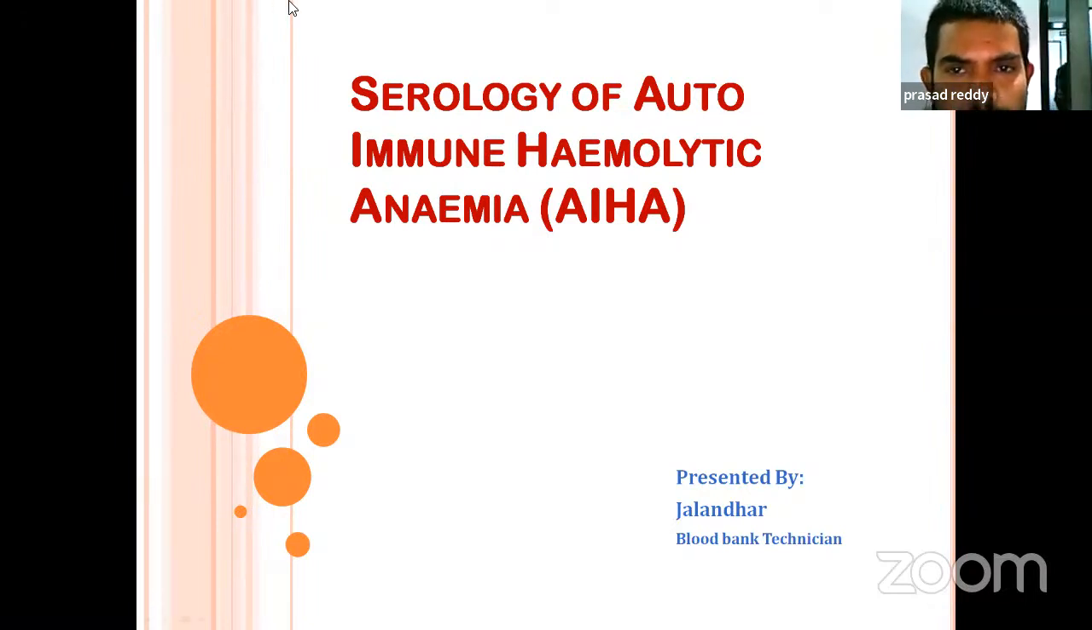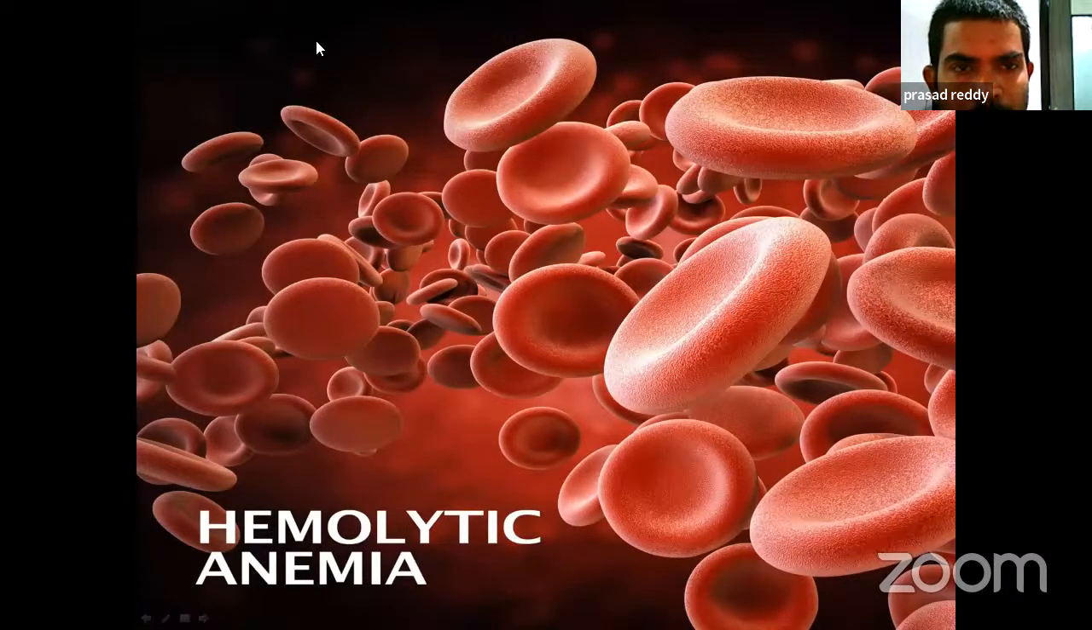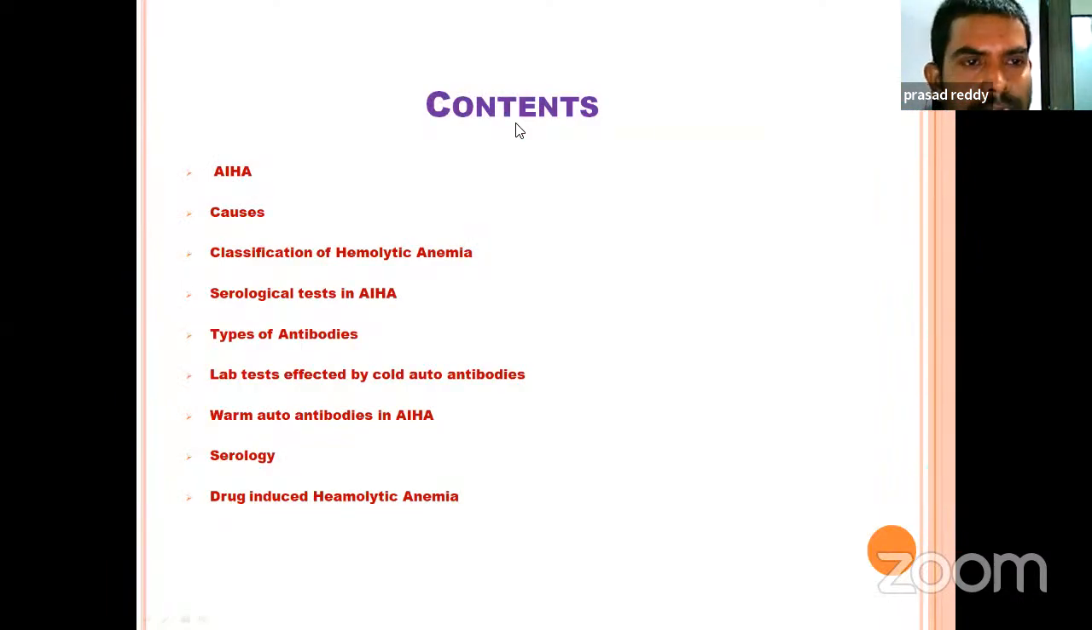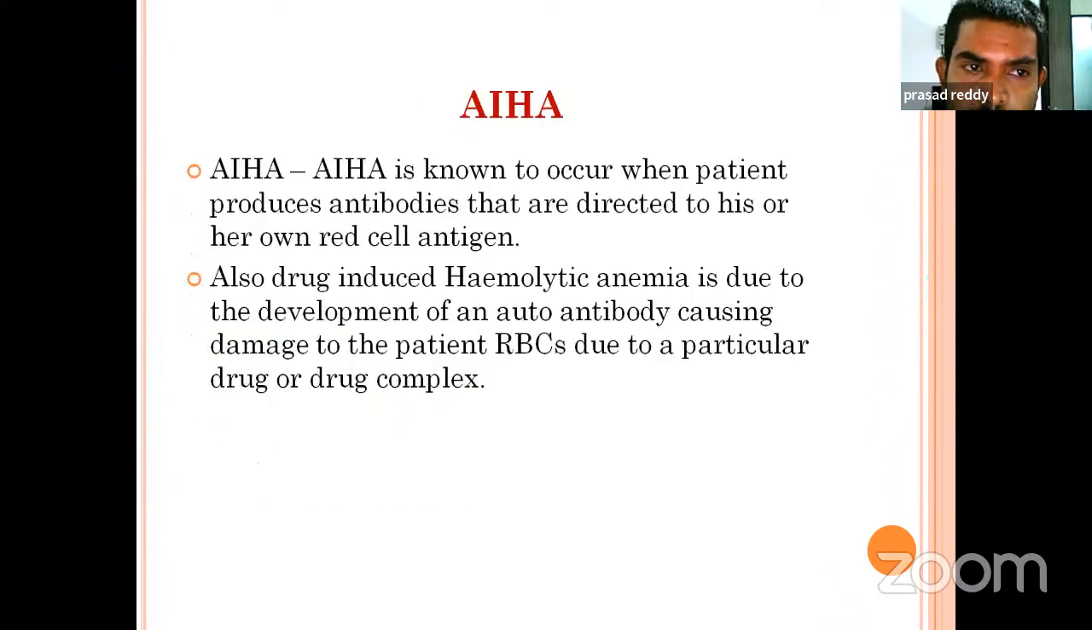Today our topic is serology of autoimmune hemolytic anemia. The contents are autoimmune hemolytic anemia, causes of autoimmune hemolytic anemia, classification of hemolytic anemia, serological tests in autoimmune hemolytic anemia, types of autoantibodies, lab tests detected by cold autoantibodies and warm autoantibodies in autoimmune hemolytic anemia and serology, and drug-induced hemolytic anemia. So now we'll go one by one.